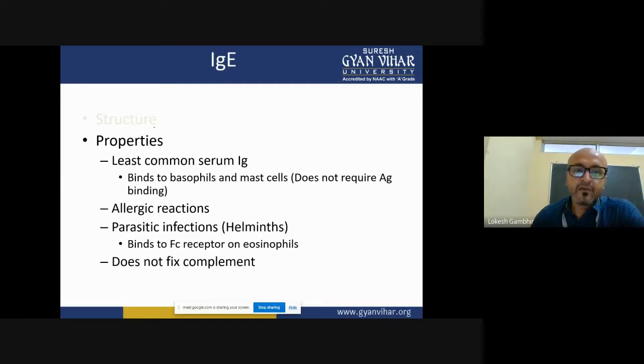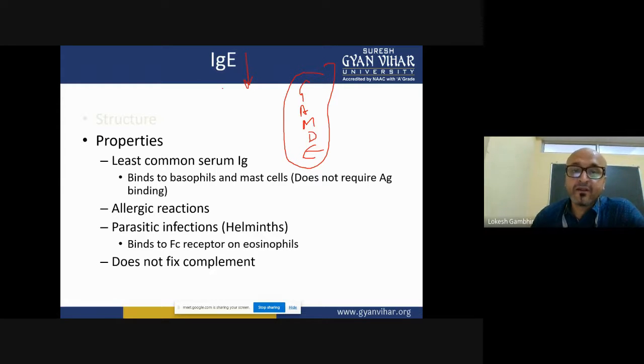So if you talk about the properties, this is the least abundant immunoglobulin in the serum. The order is very clear: G, A, M, D, E. That is the order of percentage of immunoglobulin inside the serum. It should always be remembered, right?